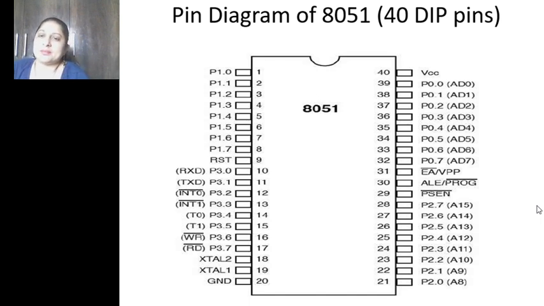Then pin number 16 and 17 we can use as read and write pins. Means again, pin number 10 to pin number 17 are performing other important functions for 8051, which include serial communication pins, interrupt pins, timers pin and read write pins. That's why in 8051 these pins perform more important functions than input output lines.